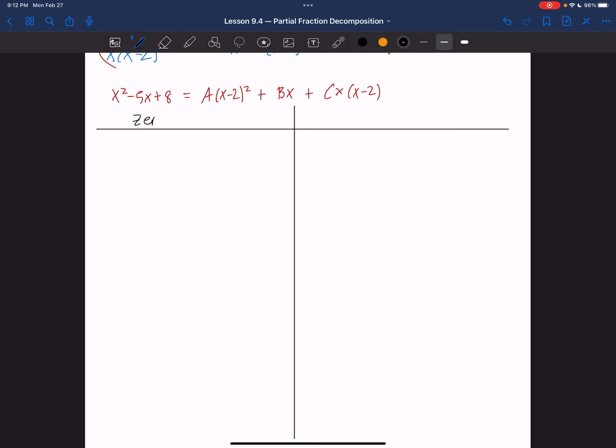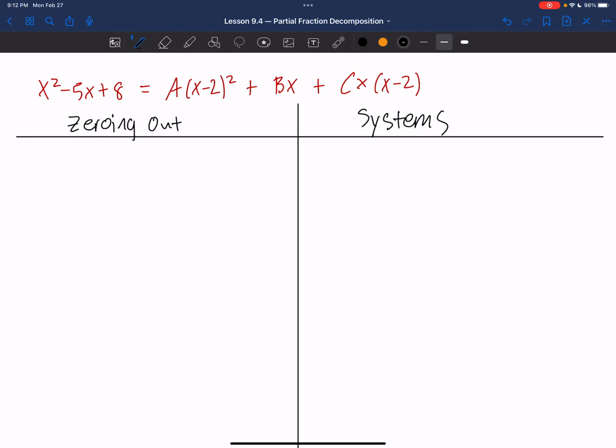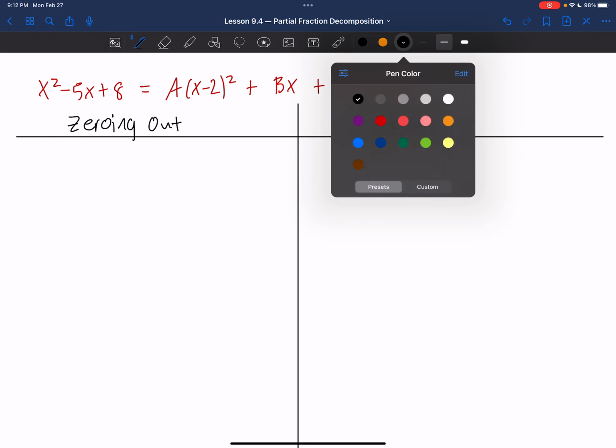I'm going to do zeroing out, and I'm going to do systems. I don't care which way you choose. Here we go, zeroing out. And this is the way Mr. Spake would normally do it.